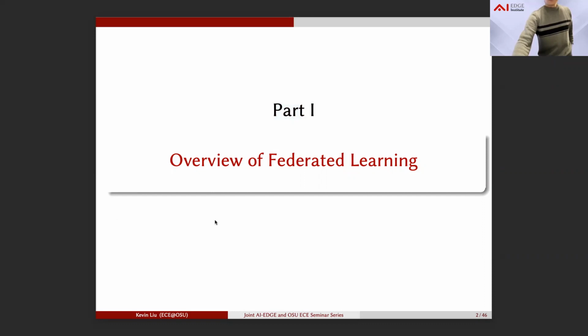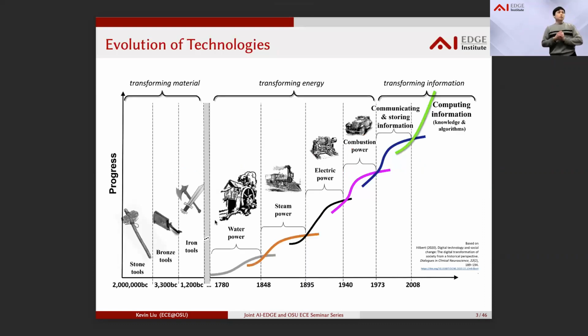Okay. Let me start with a very high level, 30,000 feet overview of the technology evolution history. You can see in this picture, as a human race, we have gone through several phases in our technology advancements. We started off with very basic tools. Actually, a few days ago, I just rewatched the movie 2001: A Space Odyssey, a classic movie. We start with a bunch of monkeys, if you remember.